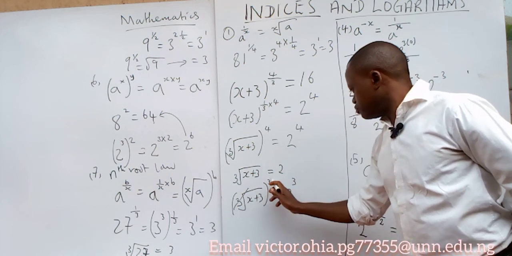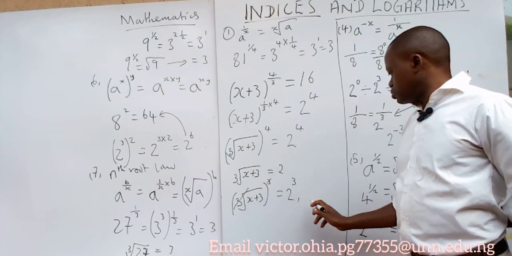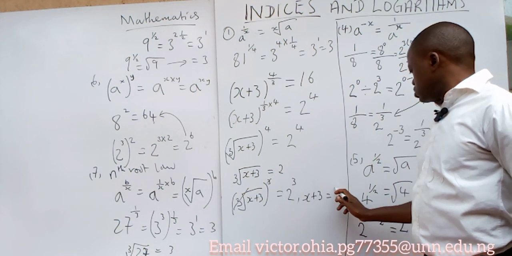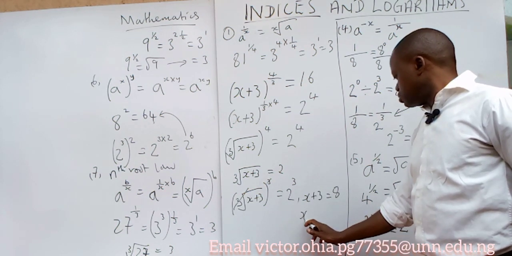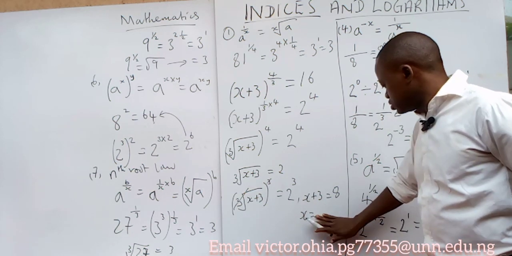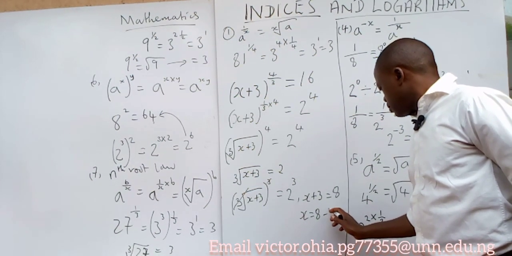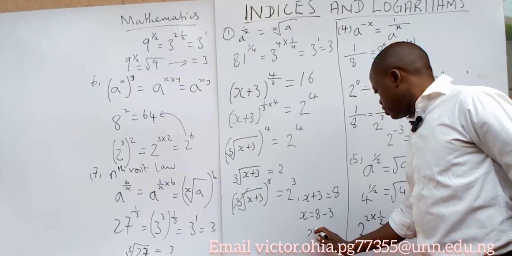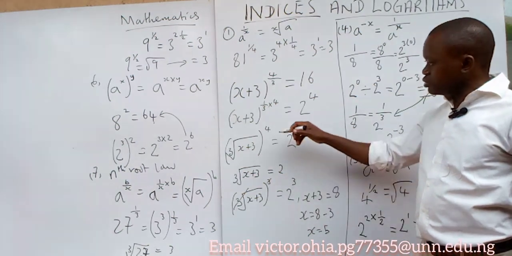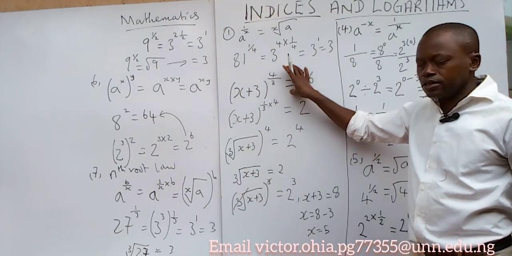I have not committed any offense. What I did to the right hand side, I did to the left hand side. So what I have here is just x plus 3 equals to 8. Now here I have x equals to 8 minus 3, so at the end of the day, I now have x equals to 5. I said my concern is not bringing you down here. My concern is the application of this knowledge in handling a problem like this.